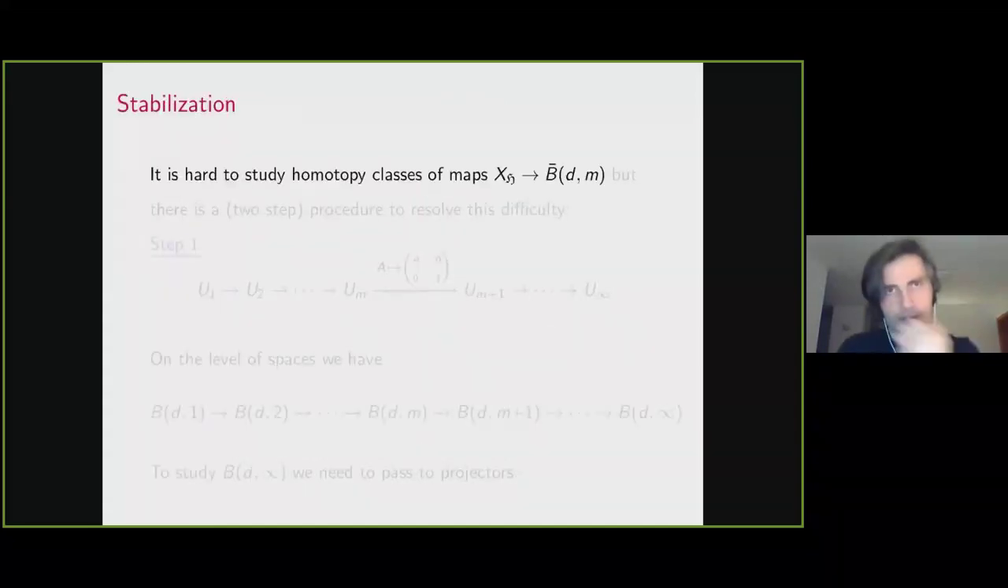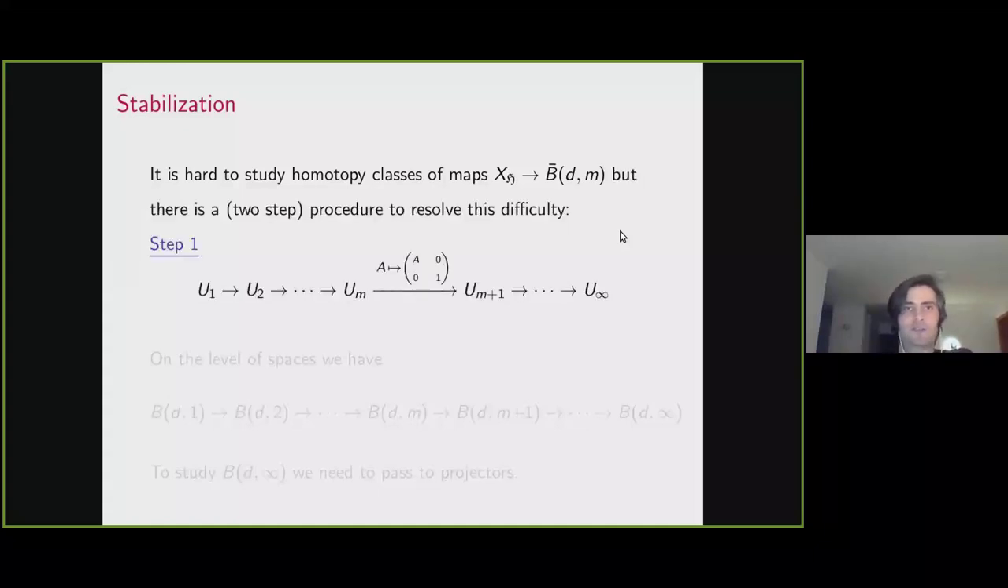Okay, but in general, the problem is that if you want to study these maps directly, then it is very hard. Essentially we don't really understand this space very well. The homotopy groups of this space are really hard to understand, so they are not known. But we will try to overcome this problem in a two-step procedure. So the idea is a stabilization.